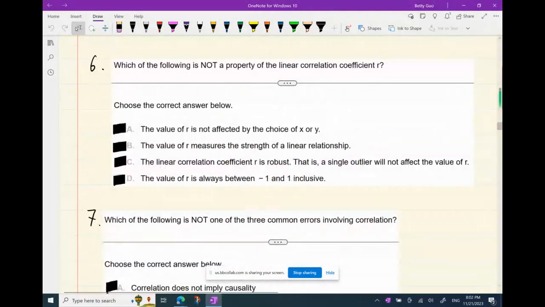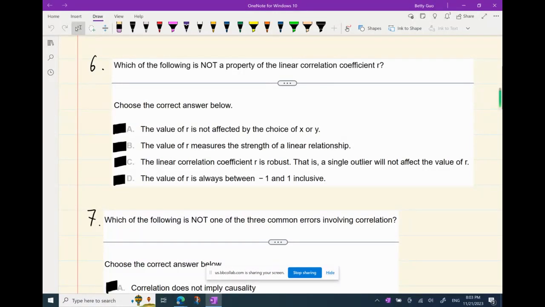Number 6. Which of the following is not a property of the linear correlation coefficient? Pay attention to the capital letters NOT. We need to choose the statement that does not describe a property of R. A. The value of R is not affected by the choice of X or Y. That is correct.